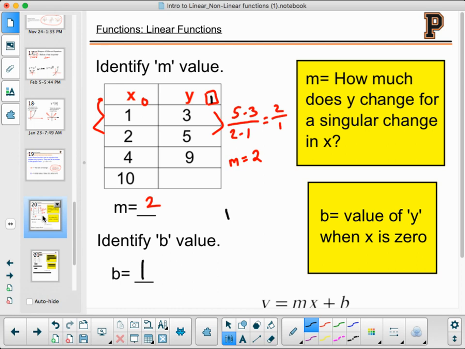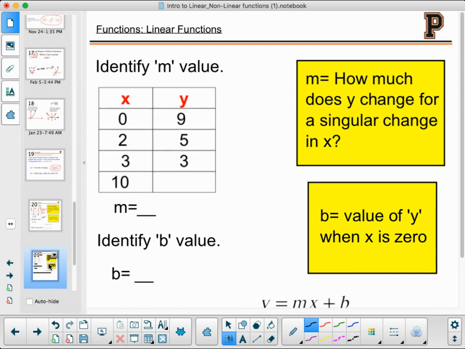Okay, so this equation then is going to be 2 times the x value increased by 1. And that pattern works. 2 times 4 plus 1 gets you 9. 2 times 2 plus 1 gets you a 5. We can also find future ones. 2 times 10 is 20, plus 1 gets you 21. So we can extend the pattern a little bit as well.